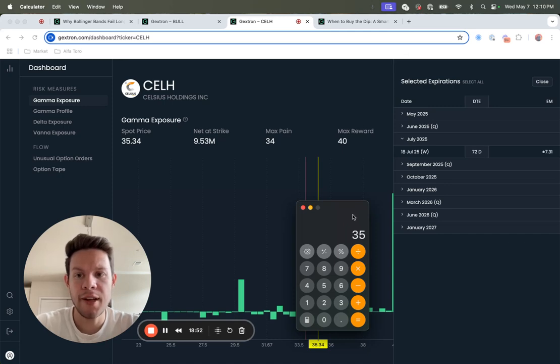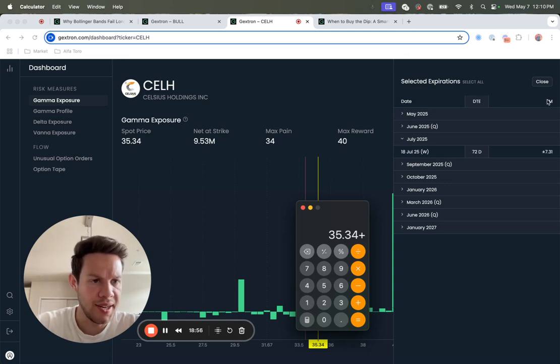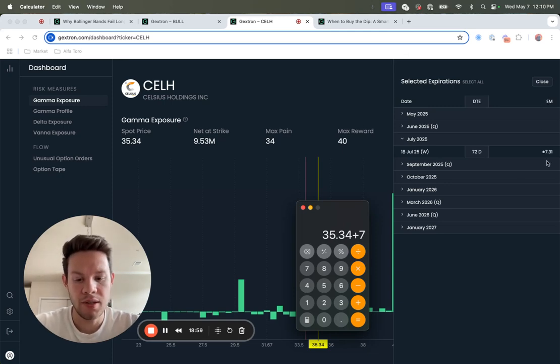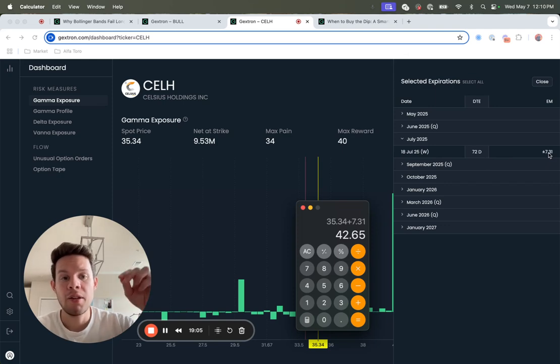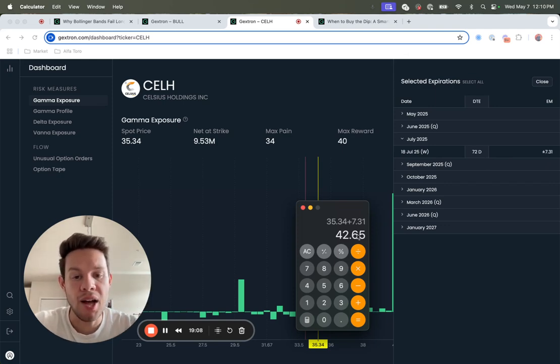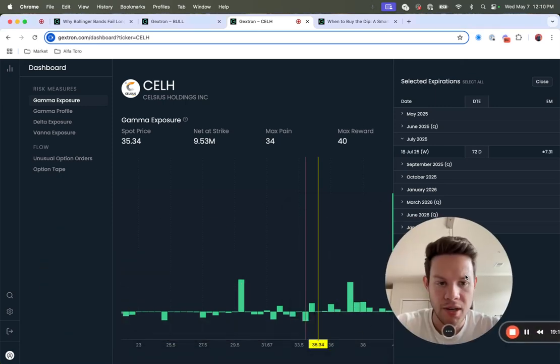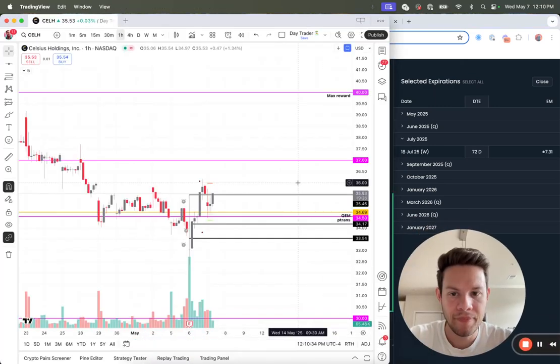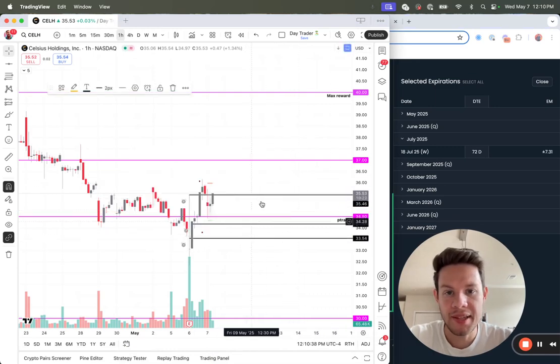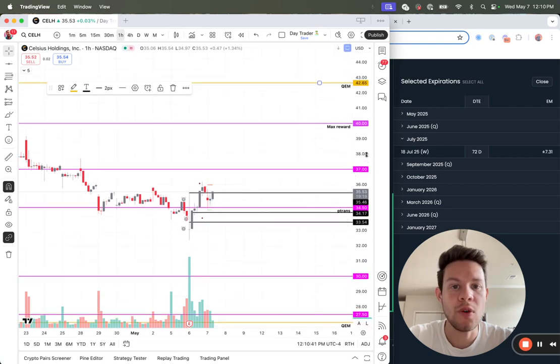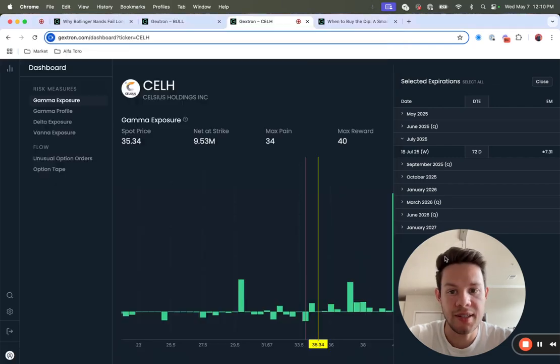So I'll do 35.34 plus the number here. There's an EM column, 731. That's the expected move. You'll see the plus and minus sign here. That's the expected move as of right now to this expiration date. I'm going to copy this number and go back to my chart and update this, which I like a lot. This tells me that the quarterly expected top now is 42.65 for Celsius.